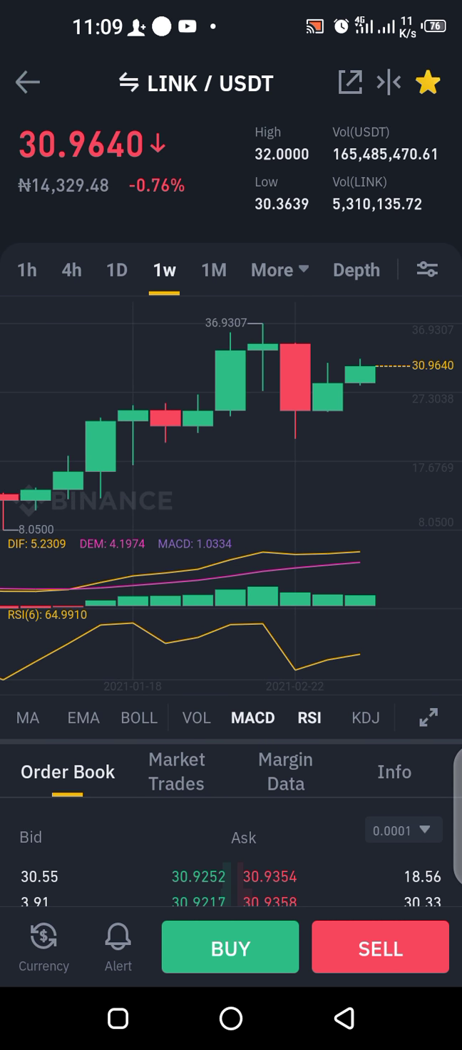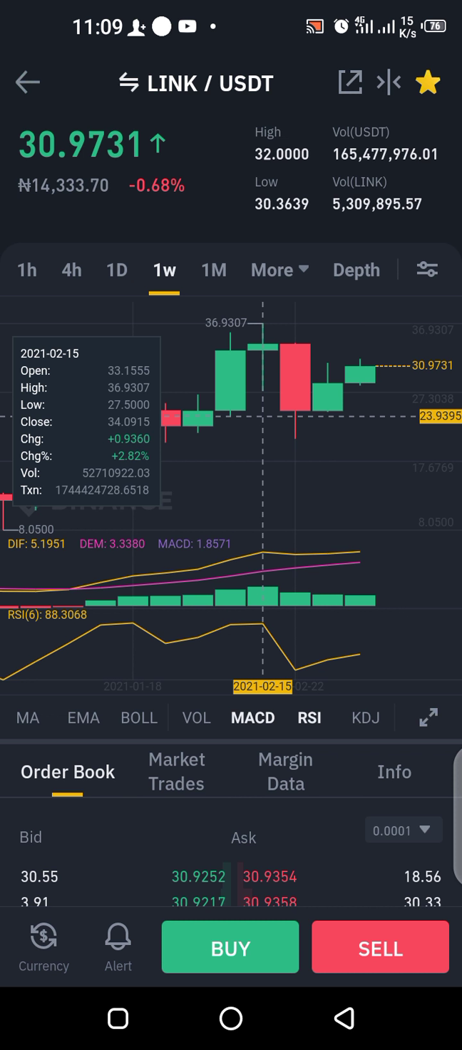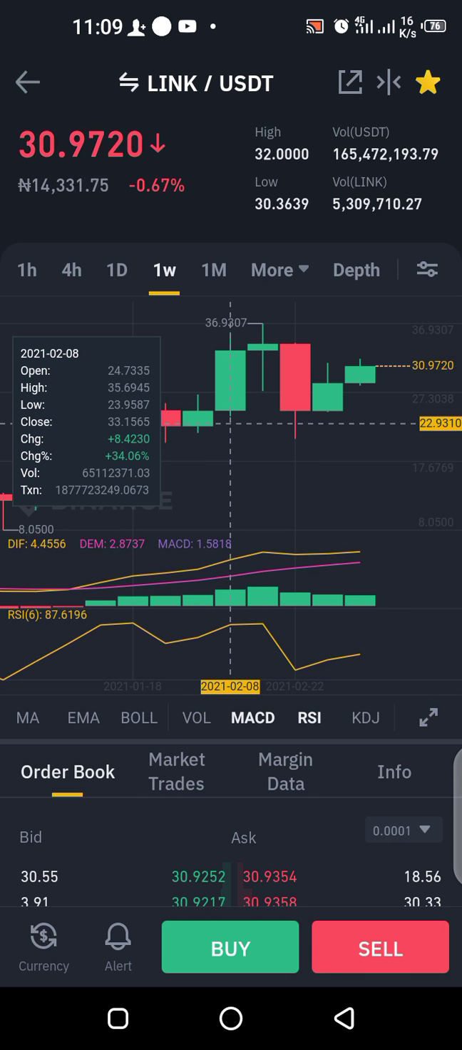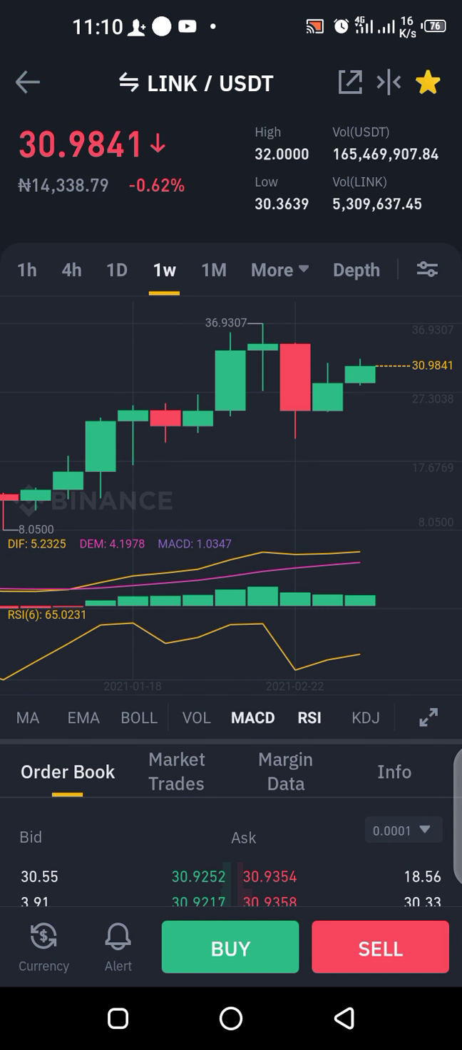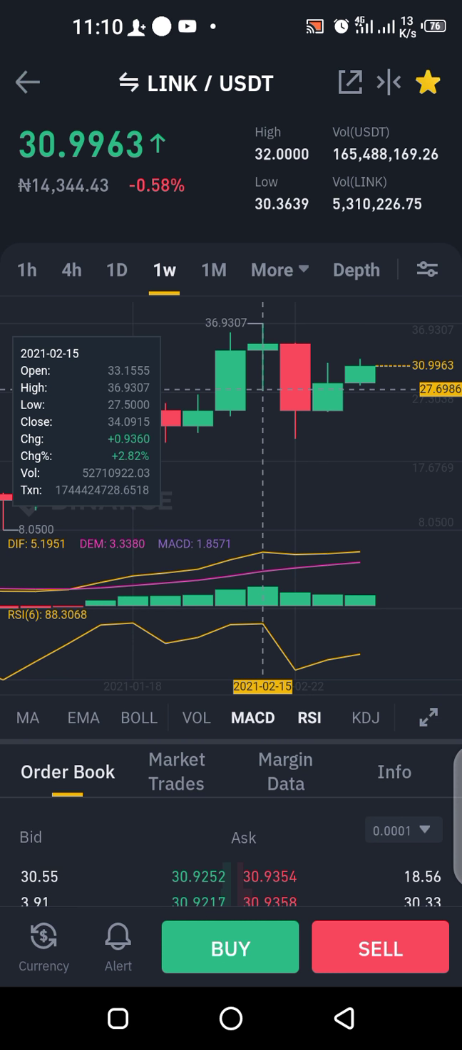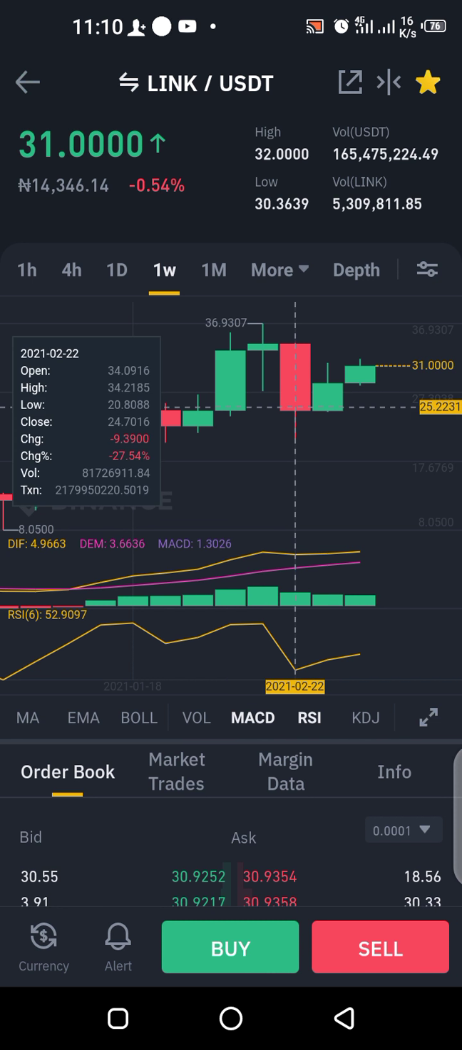Now, the last candle before it closed was on 8th of February, which means it will close by 15th of February. Now the next one will open by 15th of February, and when the next one opens, 15th of February plus 7 days, this one opens by 22nd of February.